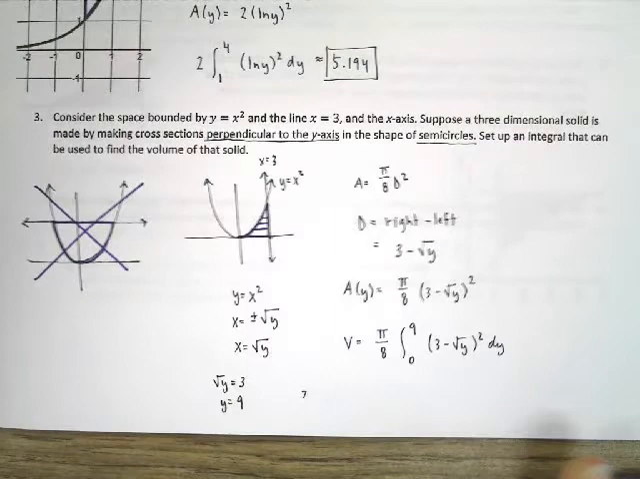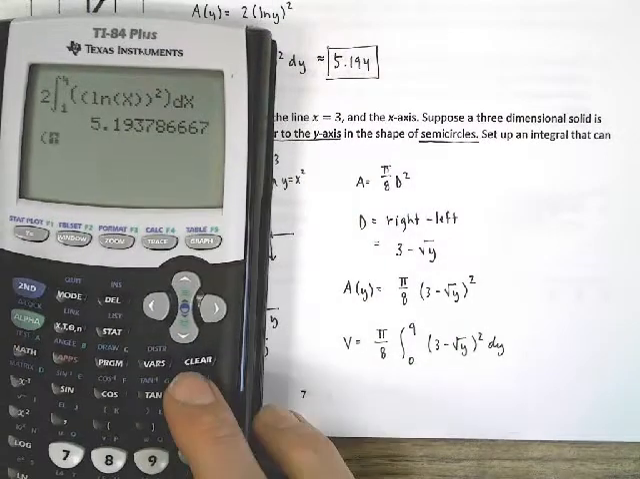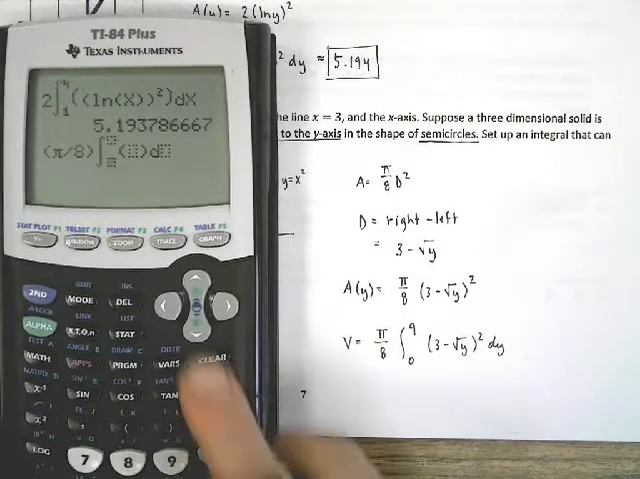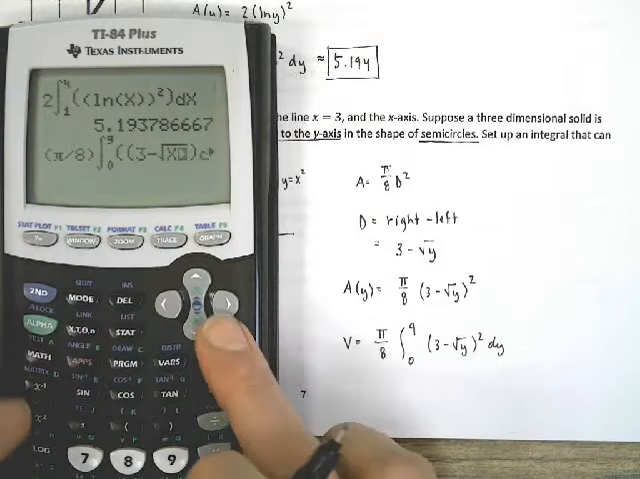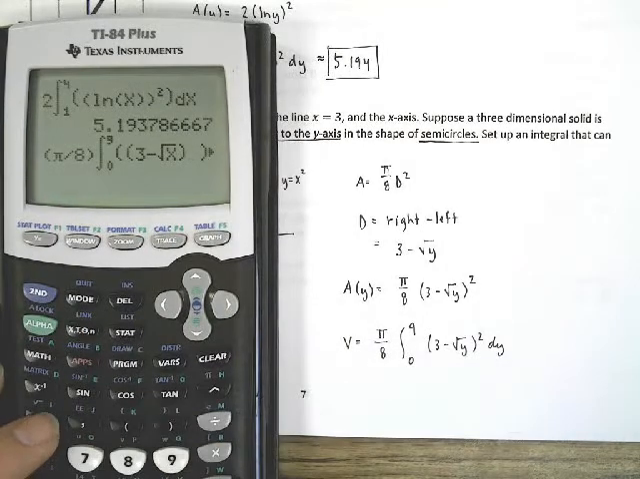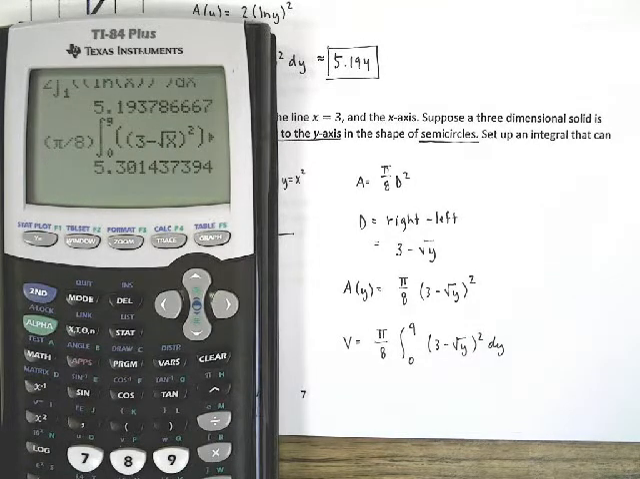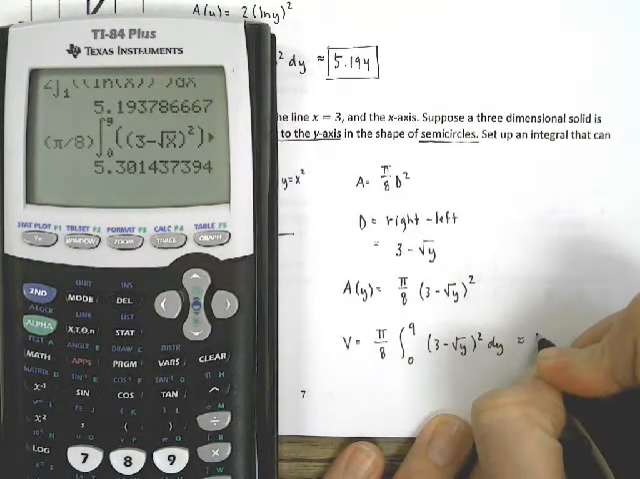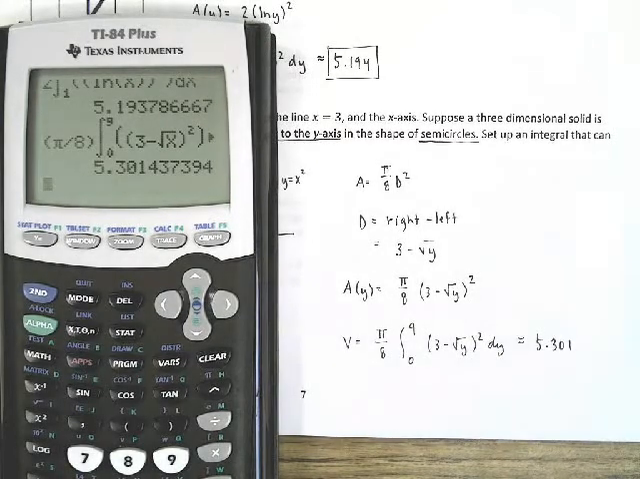And now we'll go ahead, in the interest of time here, use our calculator to calculate this. See if I can go the rest of the way without making a mistake here. Pi over 8 times the integral from 0 to 9 of 3 minus the square root of x squared dx is going to give me 5.301.